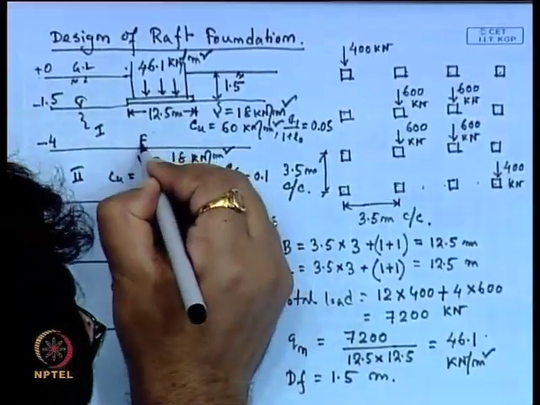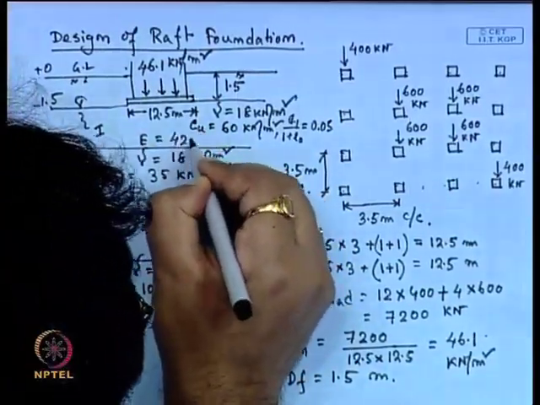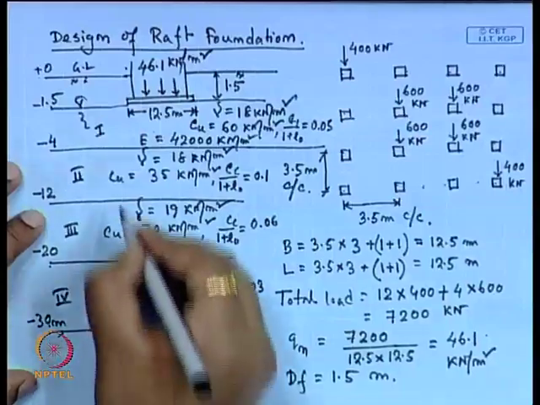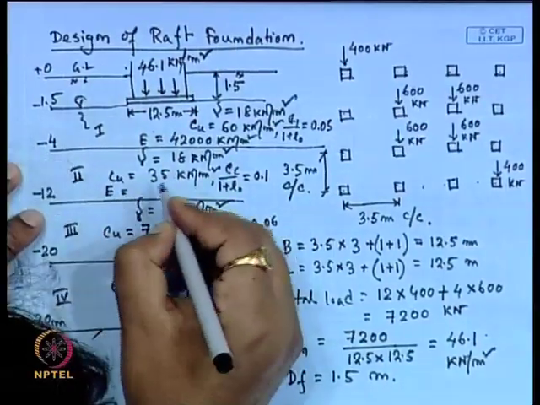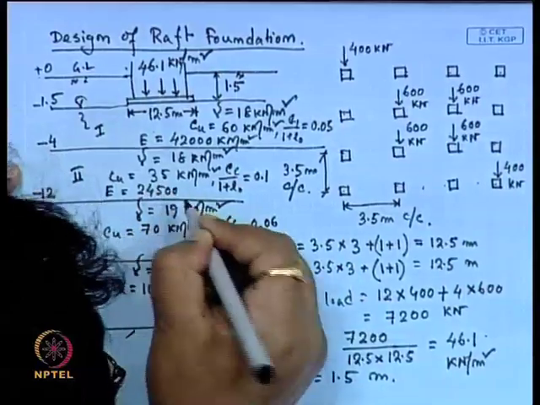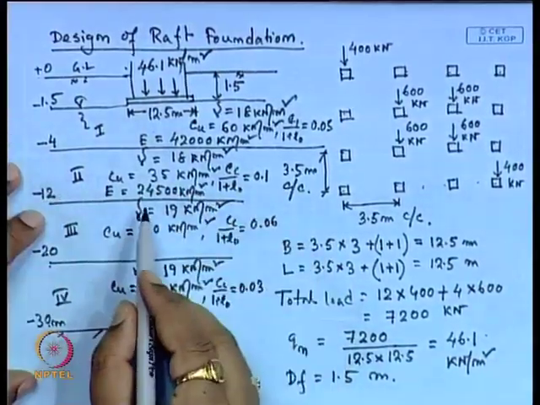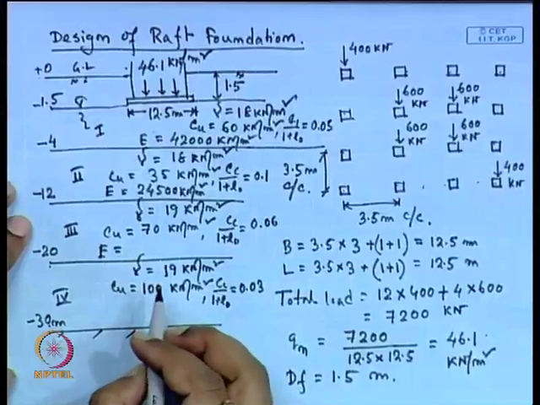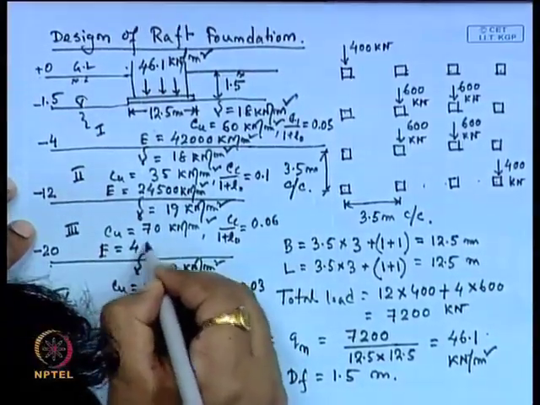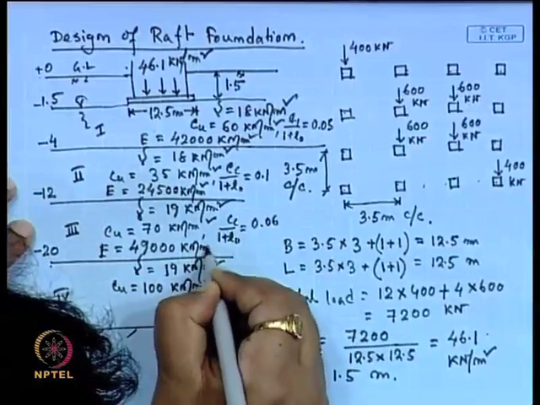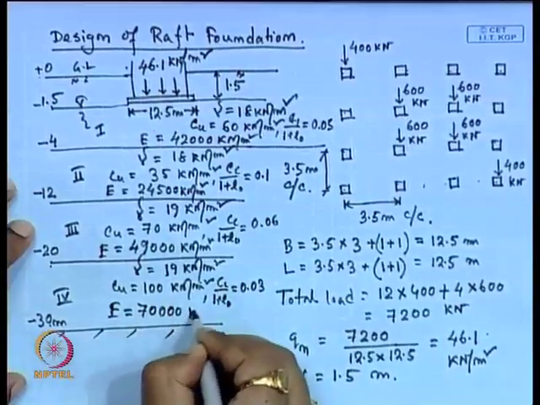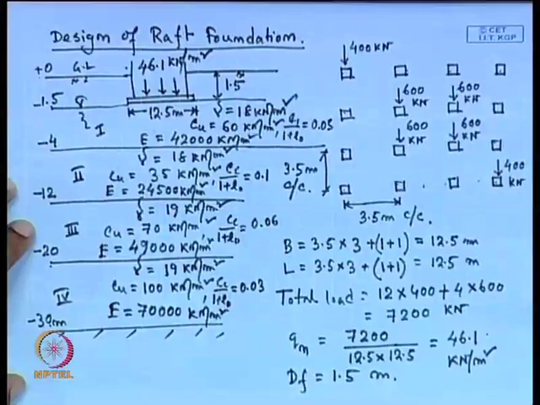Similarly, the E value for the first layer is 42,000 kilonewton per meter square. E value for the second layer is 24,500 kilonewton per meter square. E value, that means the elastic modulus of the soil, for the third layer is 49,000 kilonewton per meter square, and the E value for the fourth layer is 70,000 kilonewton per meter square. So, these are the soil data and these are the dimensions.